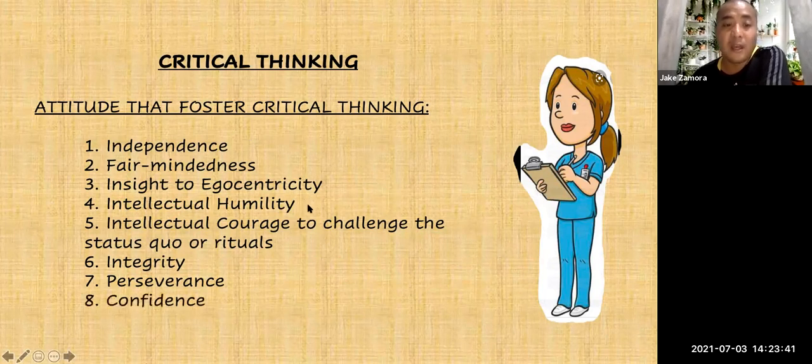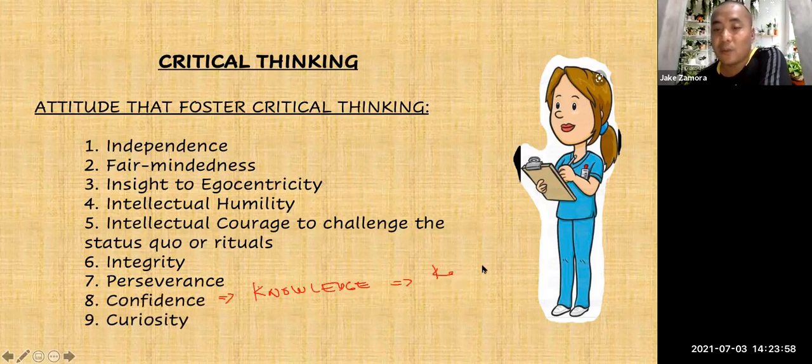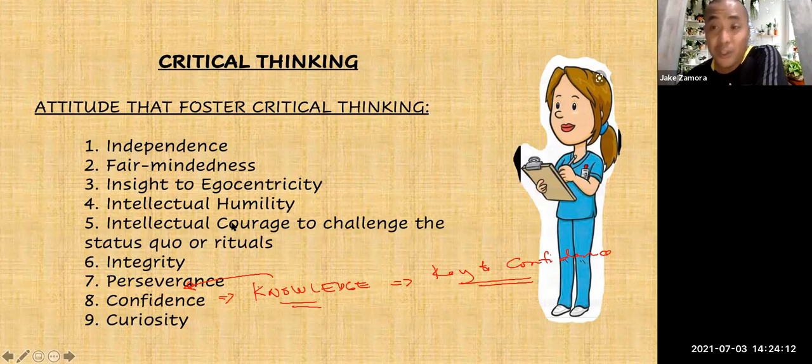And then, perseverance, confidence, and curiosity. Okay, now guys, eto lang, mag-focus ako sa confidence. Confidence is very important. But how will you get confidence? You can get confidence by building up your knowledge. Why? Because knowledge is the key to confidence. Okay? Knowledge is the key to confidence. When you are knowledgeable, then you are confident in doing things because you know that what you're doing is actually rational, or you know the reason behind what you did.